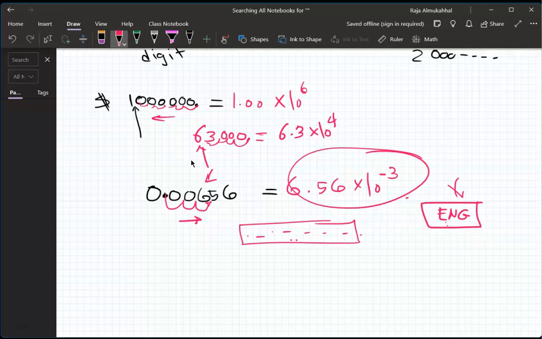Okay, now I want to talk about solving equations, specifically the quadratic equation.